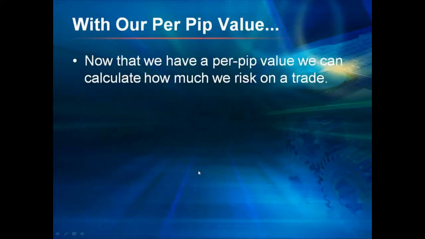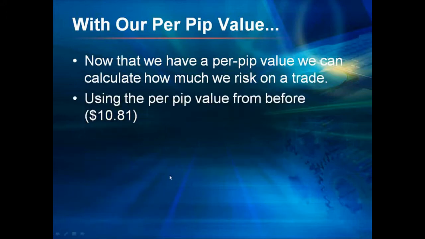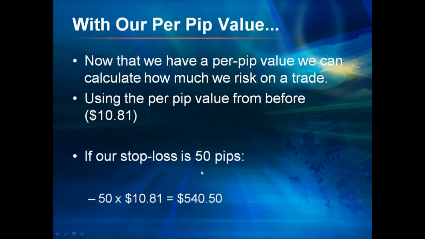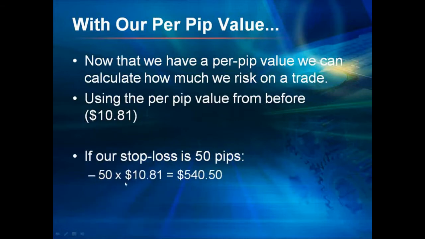So with our per pip value, we now have the information we need to calculate how much we risk on each lot. So we can use our 10.81, the number we calculated before. And if our stop loss was 50 pips, then for every lot traded, we would be risking 50 times 10.81 equals $540.50. So for every lot we trade, that's how much we're going to risk.